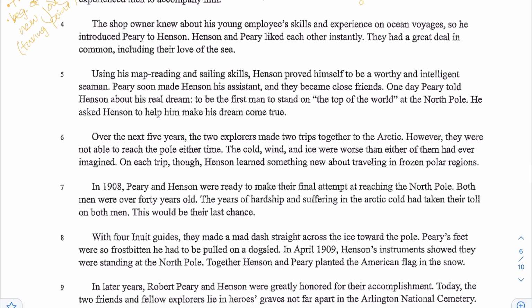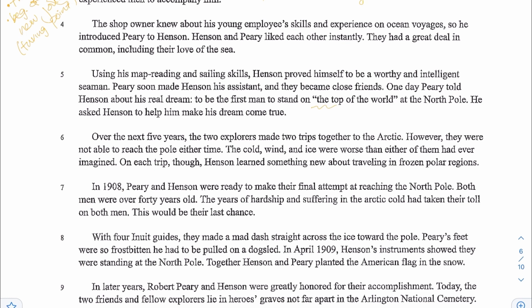Next, in paragraph 5, using his map reading and sailing skills, Henson proved himself to be a worthy and intelligent seaman. Peary soon made Henson his assistant, and they became close friends. One day, Peary told Henson about his real dream, to be the first man to stand on top of the world at the North Pole. He asked Henson to help him make his dream come true.